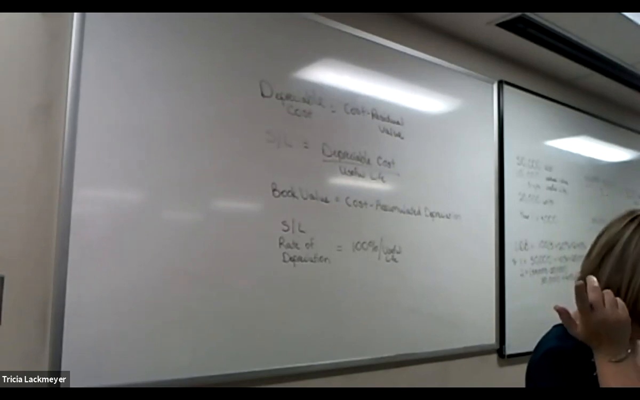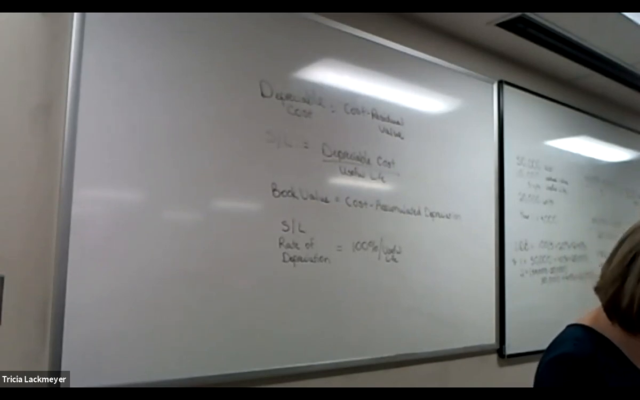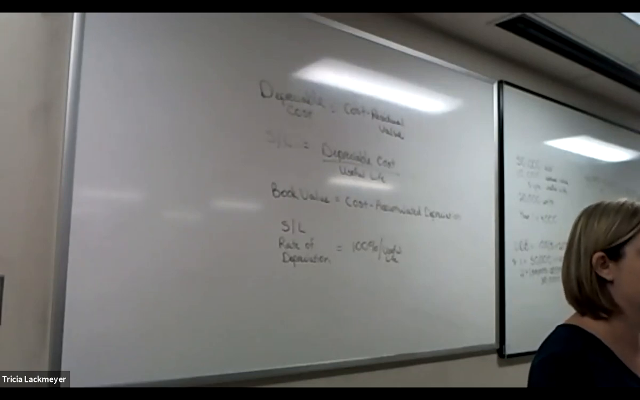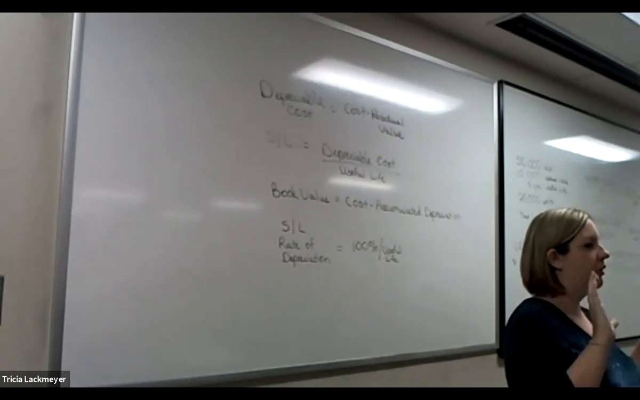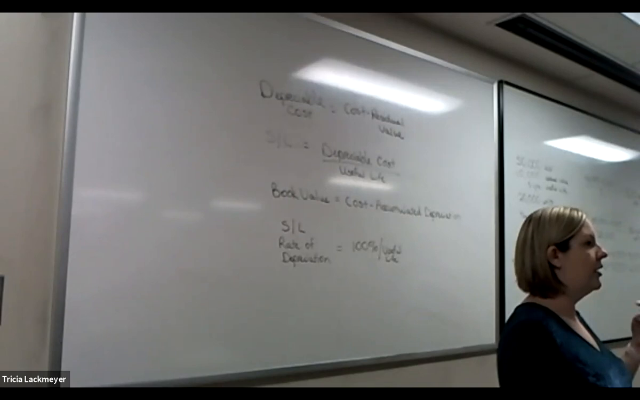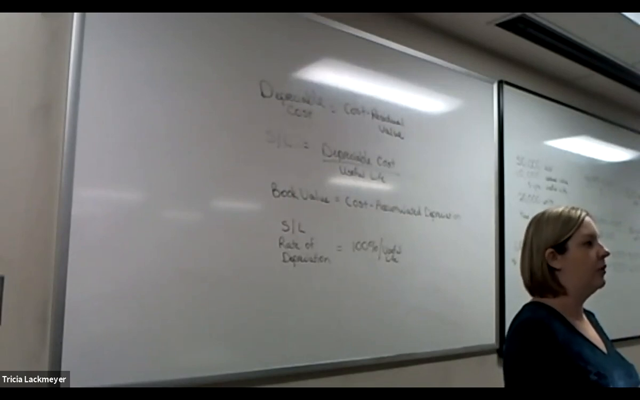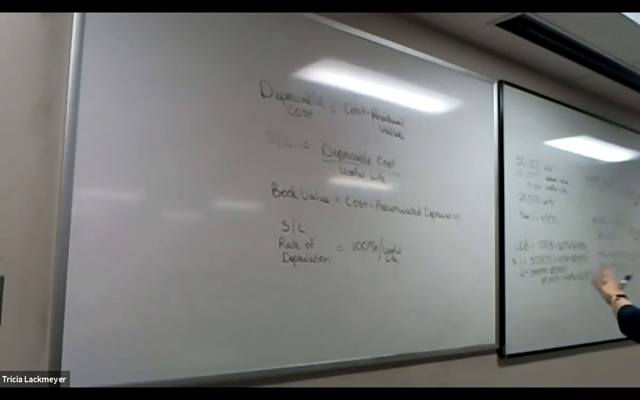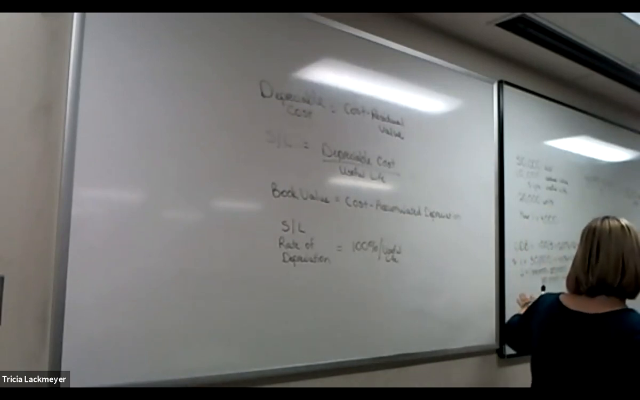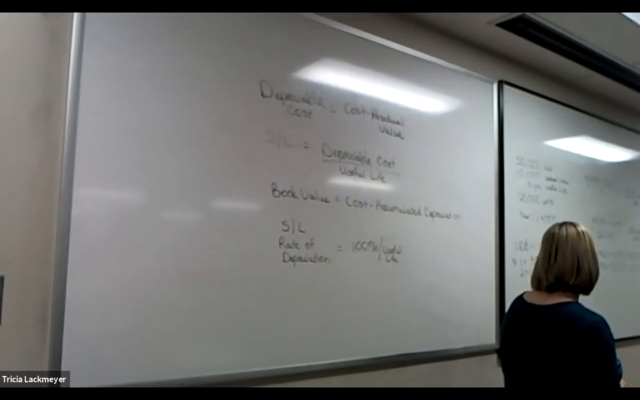One last thing, and then we're done. The last thing you'll want to know is how to calculate a gain or a loss when you dispose of an asset. You won't have to do the big long journal entry or anything. I just want you to understand how to calculate a gain or a loss. So let's look at this asset, for example. Say we're at the end of year two.